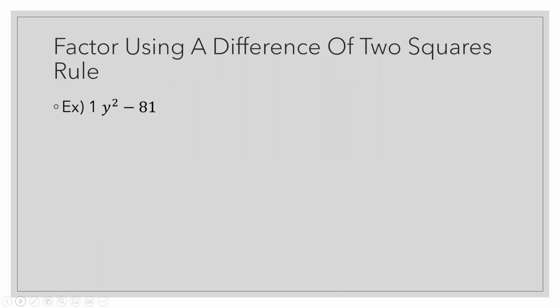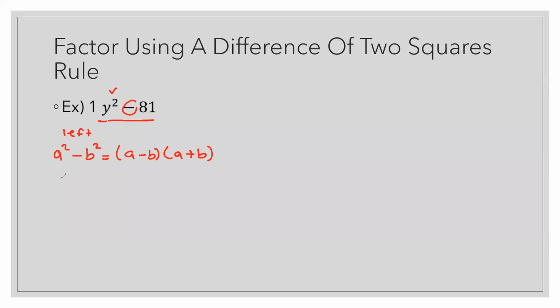Okay, so let's do example 1. Direction says factor using difference of two squares, and we have y squared minus 81. So can we actually use difference of two squares? Yes, there's two terms and there's a minus and then there's a square. So what is the difference of squares? I'll write the rule again. It's a squared minus b squared equals (a minus b) times (a plus b). Okay, so as you can see, our equation looks like the left side. We just got to make it look like the right side.